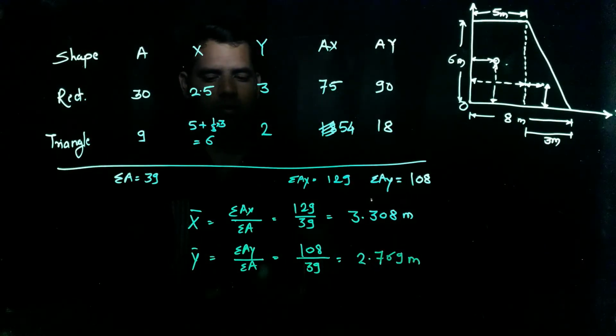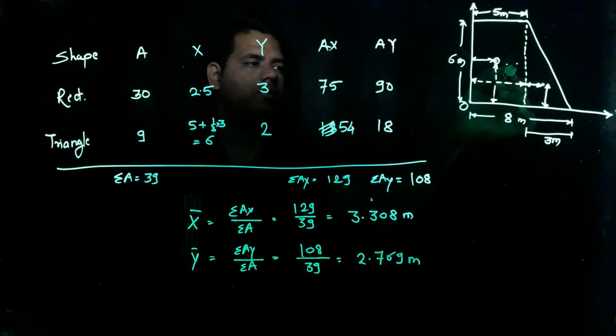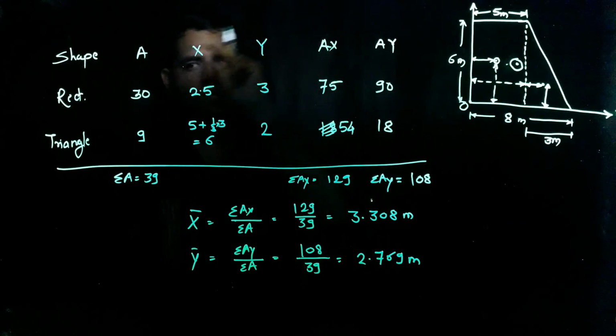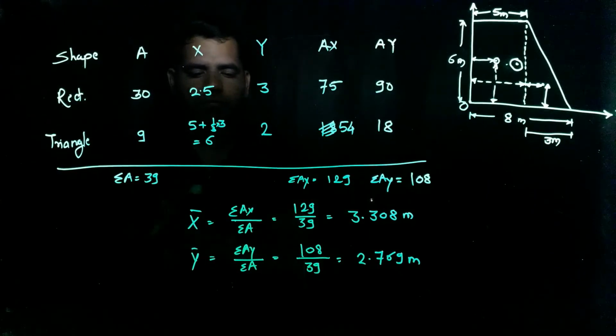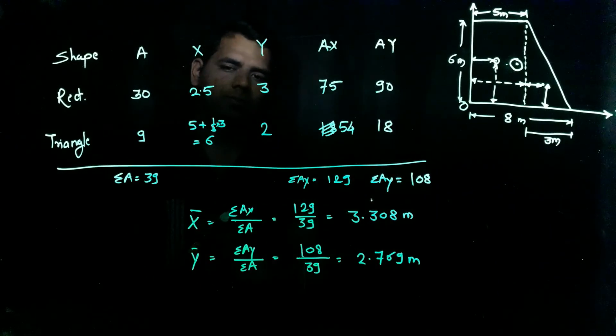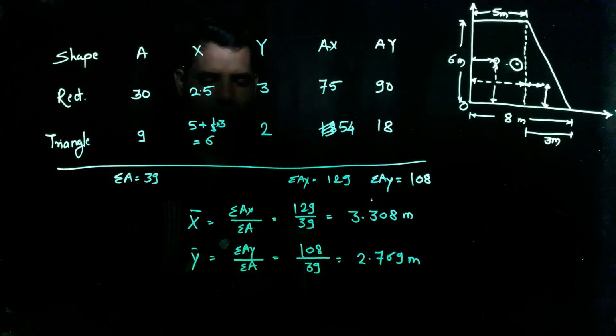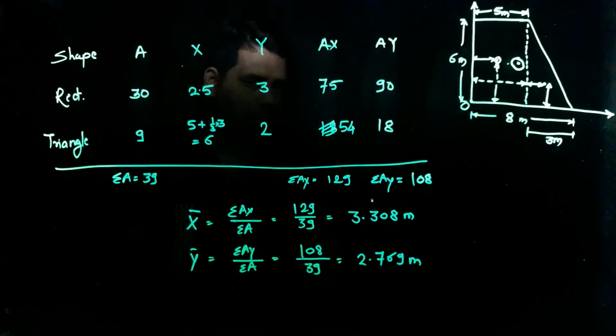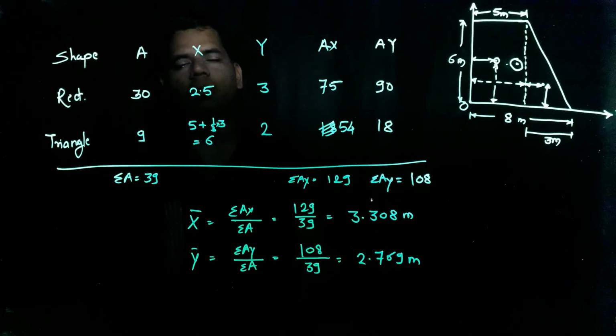Okay, that was the x and y coordinate of the center of the whole plane lamina. That was the procedure of the centroid. First, divide into standard shapes. Second, draw the table and fill up its values. Third, find the summation A, summation Ax, summation Ay. And the last, fourth stage, find the x and y by this formula: summation Ax by summation of area is x, and summation Ay by summation of area is the y coordinate of the given shape. Okay, thank you.